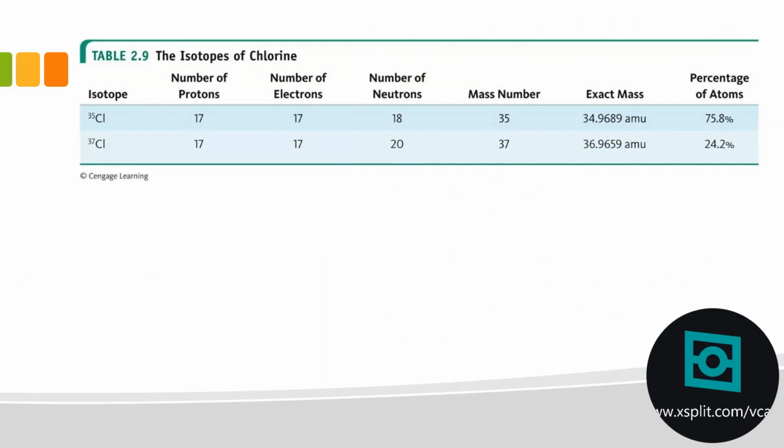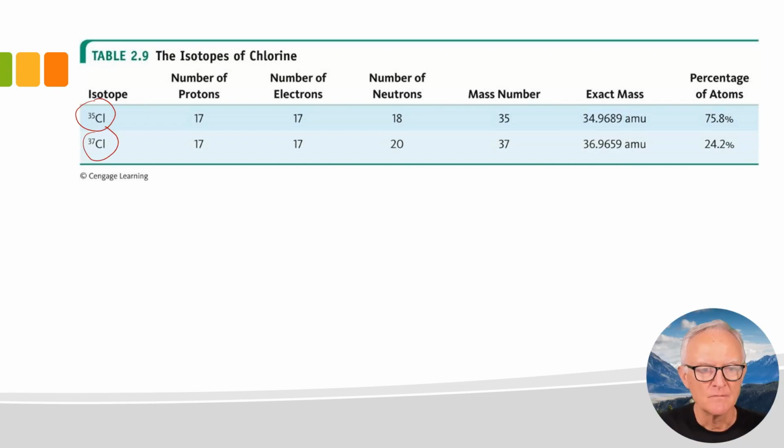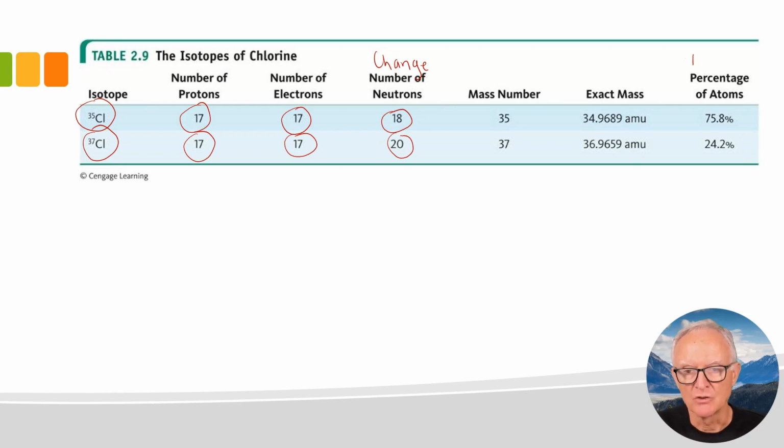Here are 2 isotopes of chlorine, chlorine 35 and chlorine 37. They're both chlorine, which is atomic number 17, so they both have 17 protons, and in the neutral atom, they have 17 electrons. What changes? The change here is in the number of neutrons, 18 for chlorine 35 and 20 for chlorine 37. So over on the right here, this is the percentage of atoms in the world, in nature. 75.8% is chlorine 35 and 24.2% is chlorine 37.